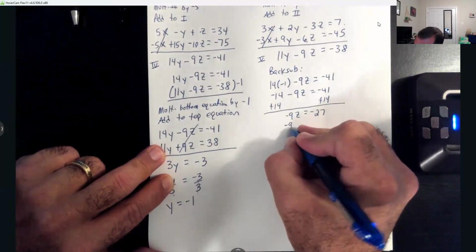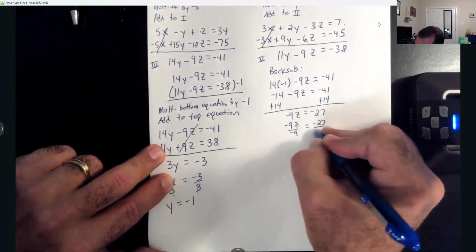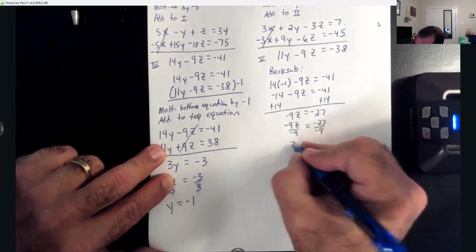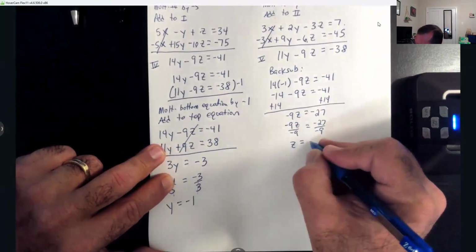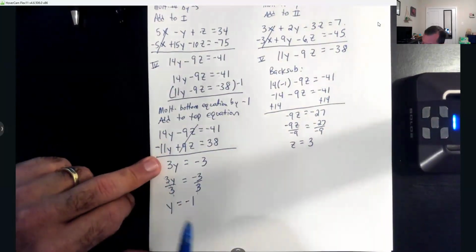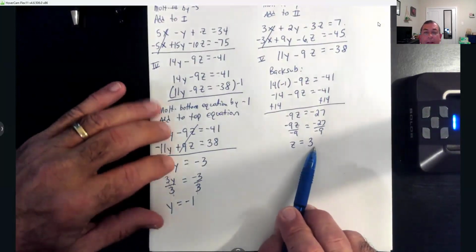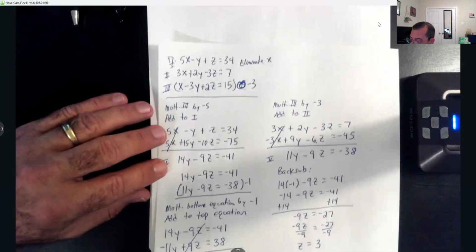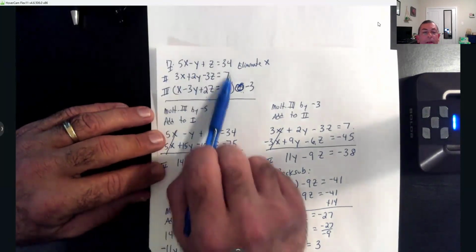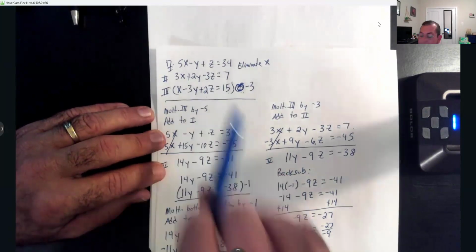We divide by -9. That gives me a 1z. Negative divided by negative makes that a positive 3. Well, I know y is -1. Z is 3. So I'm going to go back into one of these three equations and solve for the x.